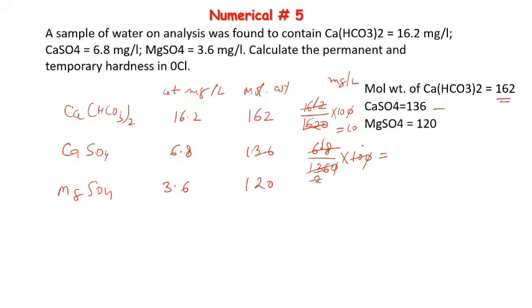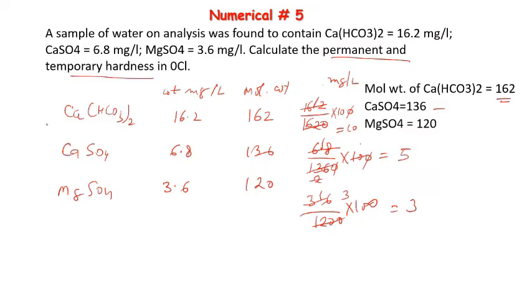And this is 5. So 5 milligrams per liter. The next one is 3.6 upon 120 into 100. In this way, this is 3. So 3 milligrams per liter. And the answer will be permanent and temporary hardness.